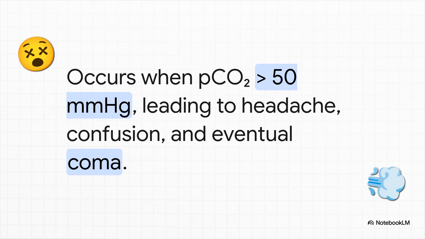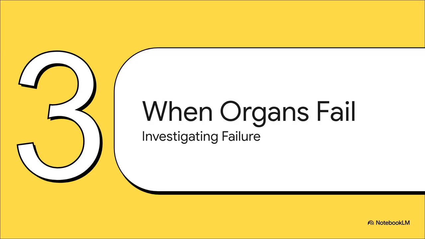And remember, it's not just about getting oxygen in. You have to get the CO2 out. When carbon dioxide levels climb past 50, it starts to act like a poison, a narcotic. It'll cause a headache, then confusion, and if it keeps rising, it will put the lights out completely, leading to a coma.